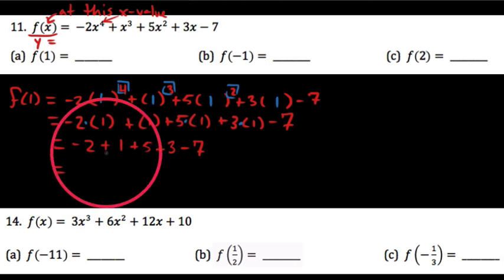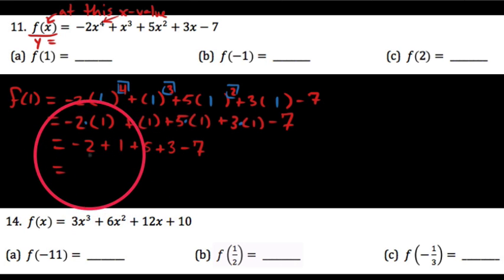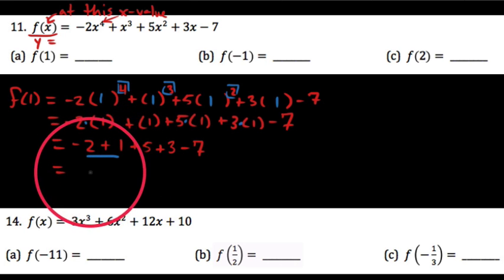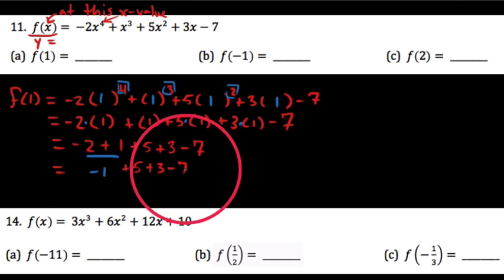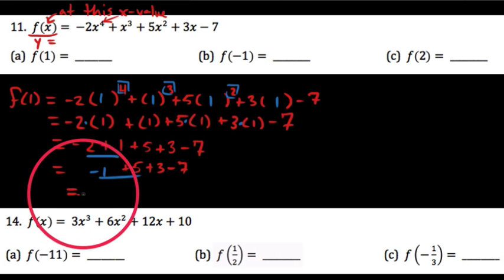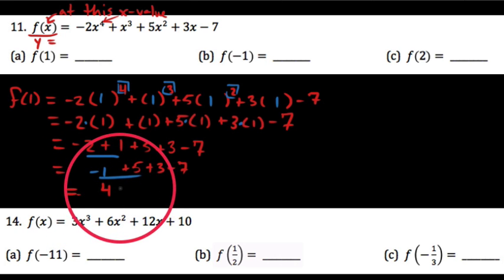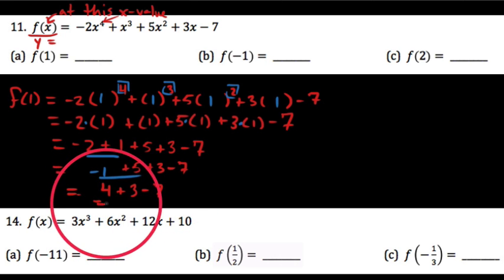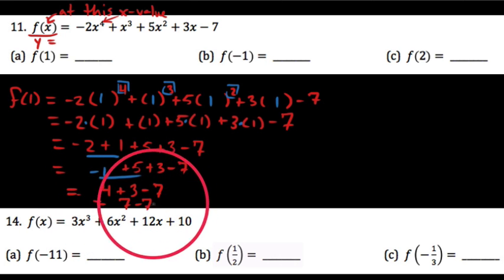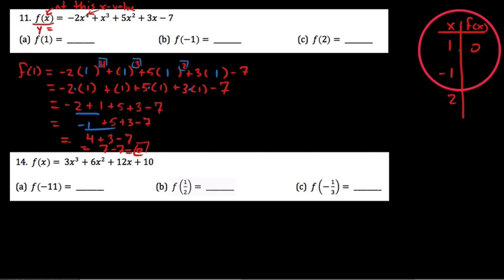And then last but not least, we have to go back and do our addition and subtraction from left to right. So here to here, I get negative 1, and that would be plus 5 plus 3 minus 7. And then we would get negative 1 plus 5, which is 4, plus 3, minus 7. And then furthermore, we would get 7 minus 7. And all of this work just to determine that we really just get 0 when we plug 1 into this function.